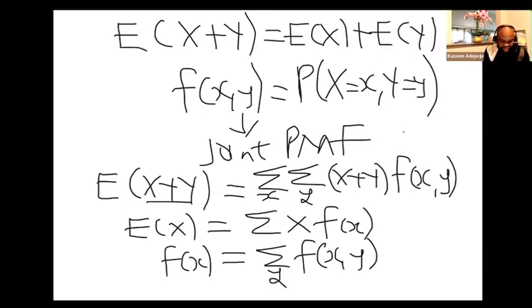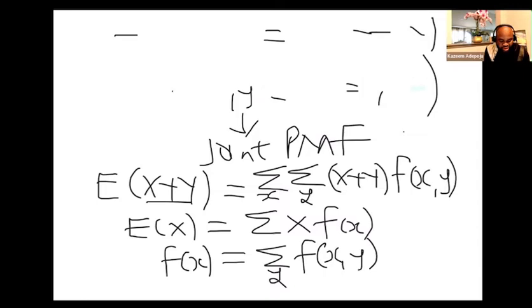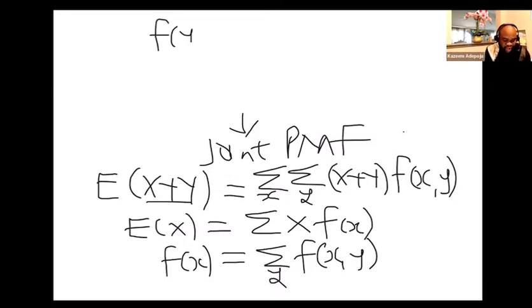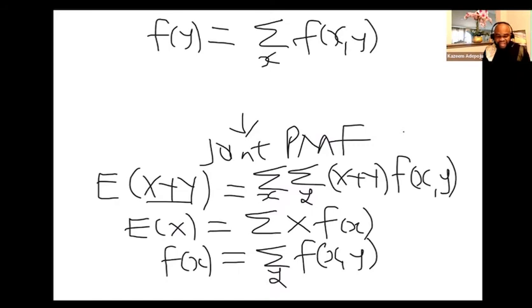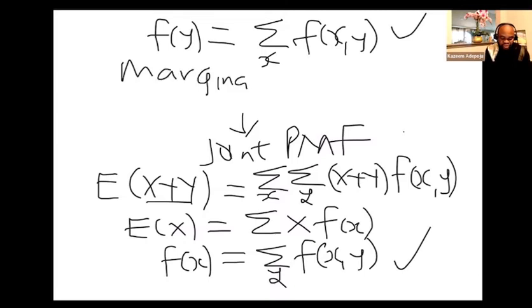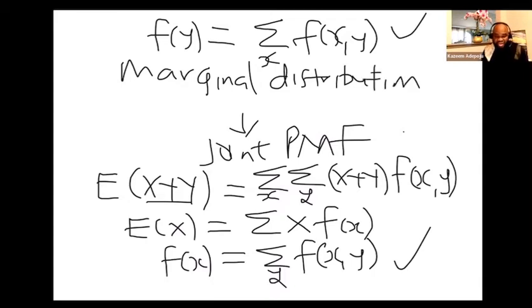Similarly, if I want to get the marginal distribution of Y for a discrete case, if I want f of Y, it's basically going to be a summation. I'm going to sum this over the range of X. I'm marginalizing now. So this f of X and f of Y we call the marginal distributions. I just wanted to take note of that. We have f of Y and f of X, and you can determine them from the f of X, Y.